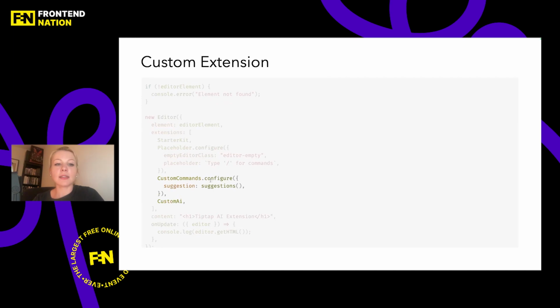The custom commands I configure again with the suggestions, and the custom AI extension does not need any kind of parameter. You don't have to call it custom. I just did it here for the sake of the demo or in the code base. You could call it whatever you want, unicorn, AI, whatever.